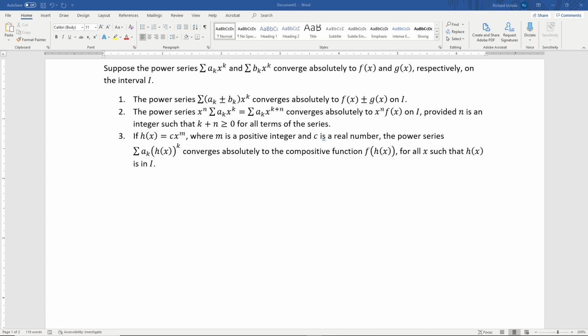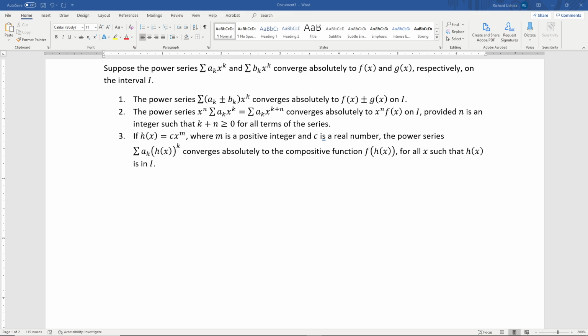In this video, we'll go over a theorem with some of the properties regarding the operations of power series. Now, suppose you have the power series, the sum of a sub k x to the k, and the power series, the sum of b sub k x to the k, which converge absolutely to f of x and g of x respectively on the interval I. Then the power series, which is the sum of the quantity a sub k plus or minus b sub k times x to the k, converges absolutely to f of x plus or minus g of x on I.